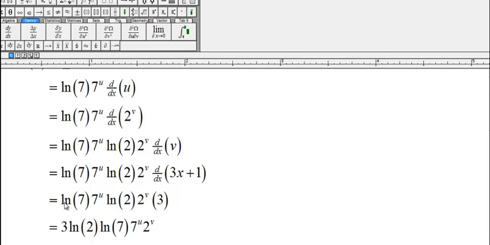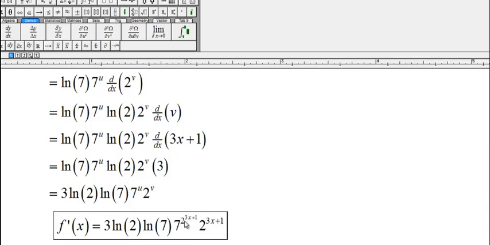Now put the 3 in front with the natural log of 2, and then the natural log of 7, and then I've got a 7 to the u and 2 to the v. And substituting back in, u is 2 to the power 3x plus 1, and v is just the 3x plus 1.